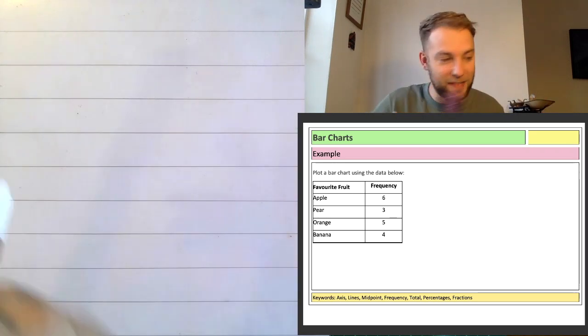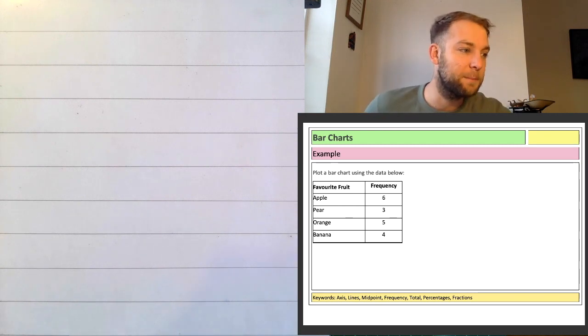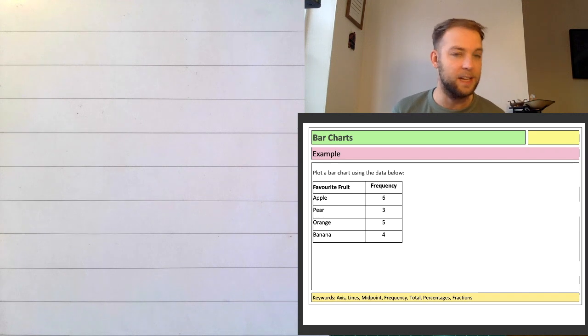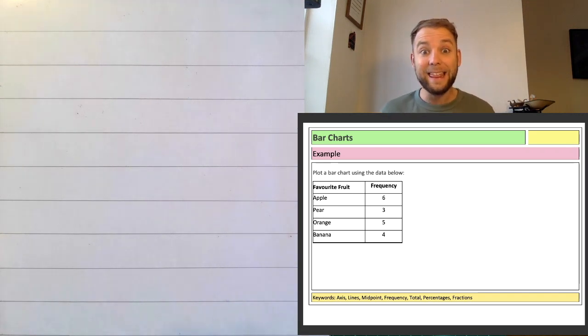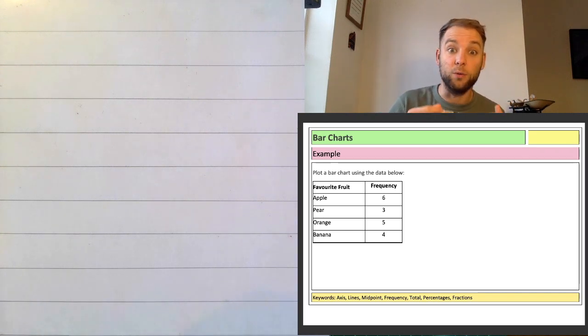So let's have a look at this first one then. Plot a bar chart using the data below. And we've got here our favourite fruit on the left-hand side and our frequencies on the right-hand side. Now, there's some key things to know about the bar chart. Now, this data here is called discrete data.